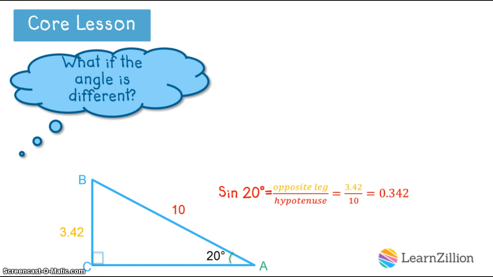What if the angle is different, you ask? Good question. Because every right triangle with an acute angle of 20 degrees is similar, we know the ratio is always the same, a constant. The value of the ratio changes when the angle changes, but it is always the same ratio of opposite leg to hypotenuse.